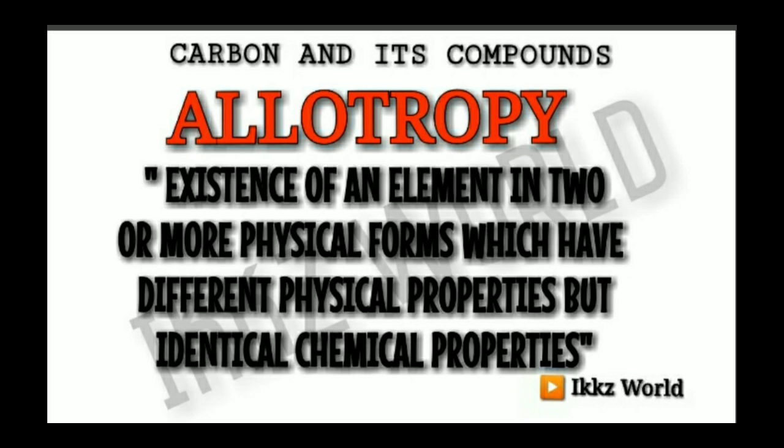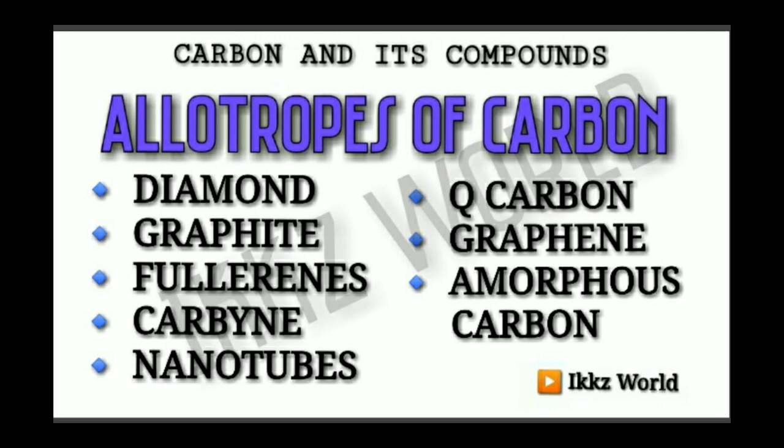Carbon also occurs in many crystalline allotropic forms and amorphous allotropic forms. These different allotropic forms of carbon include diamond, graphite, fullerenes like buckyball and nanotubes, carbyne, which is also known as linear acetylenic carbon, Q-carbon, which is a ferromagnetic allotrope of carbon, graphene, and amorphous carbon like coal and soot.